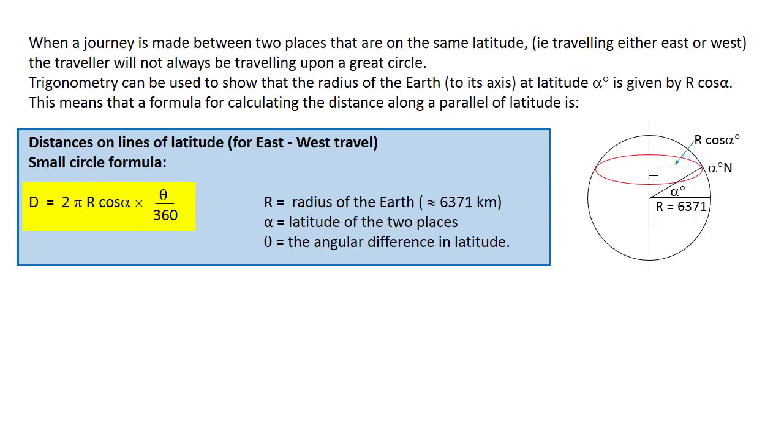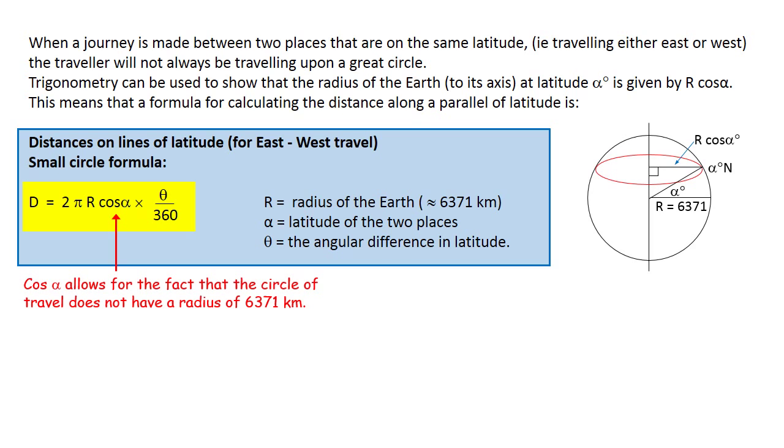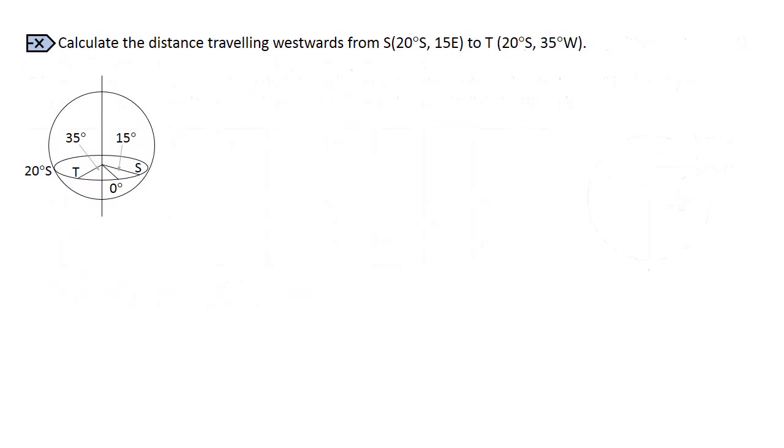You don't really need to understand the complex geometry involved. All you need to understand is that the cos alpha factor that has appeared in the arc length formula takes care of the fact that the circle that we're travelling on is smaller than the 6,371 kilometres that we've used for the radius of the Earth. Let's take a look at some worked examples.